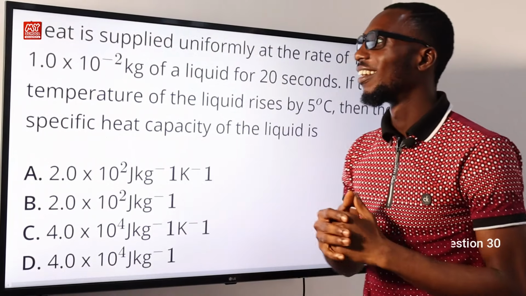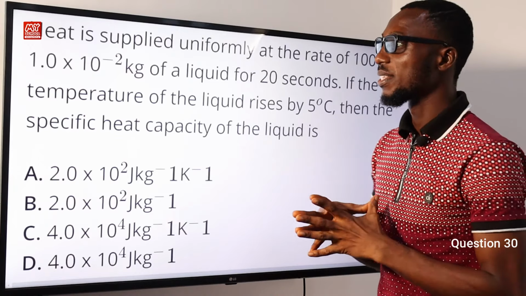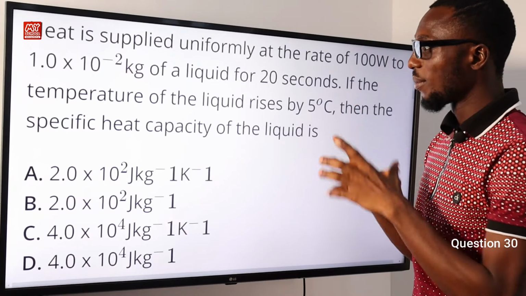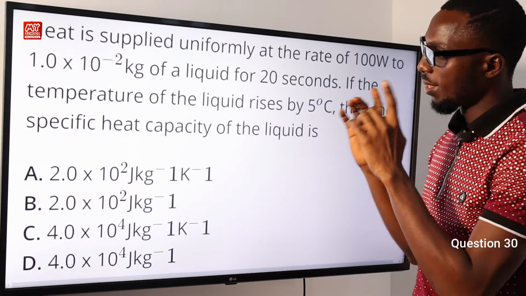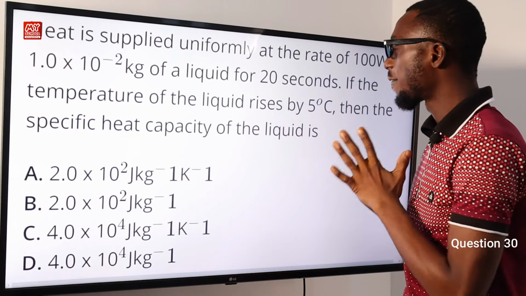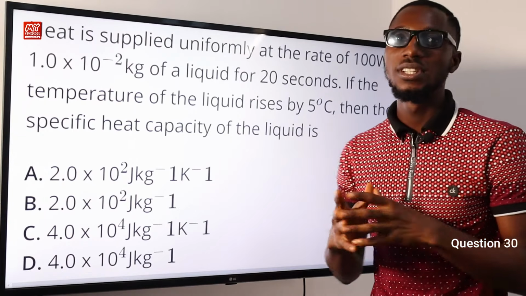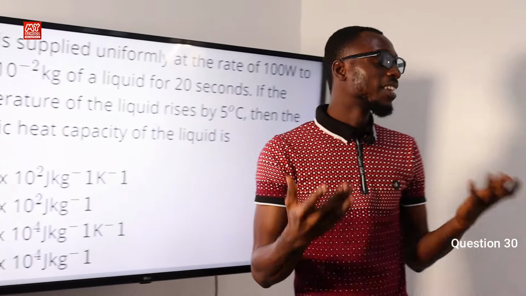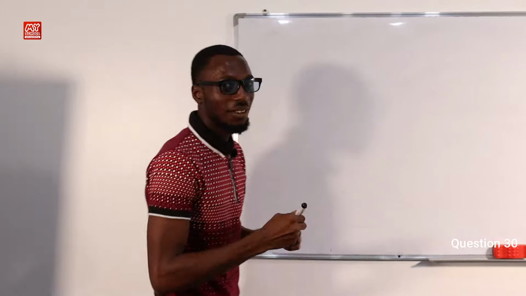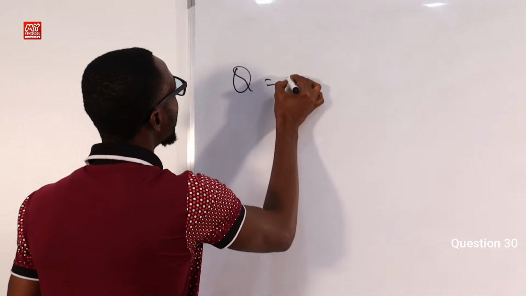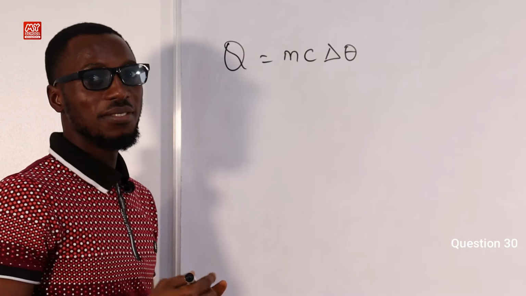Question 30. Heat is supplied uniformly at the rate of 100 watts to 1.0 times 10 raised to the power minus 2 kilogram of a liquid for 20 seconds. If the temperature of the liquid rises by 5 degrees Celsius, then the specific heat capacity of the liquid is what? You just have to use this formula when you have the thermal energy or quantity of heat: Q equals mc delta theta, where c is specific heat capacity.